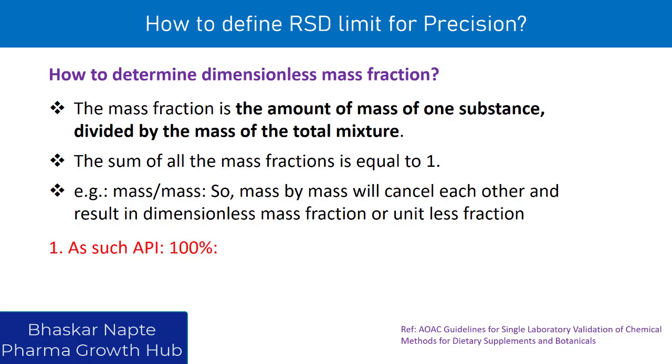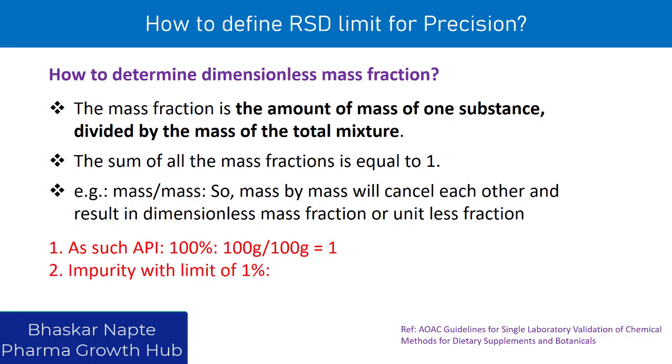So let us say that you have to perform the precision for an API. I mean the precision for the assay of an API. So generally, ideally, the content of API in the sample will be 100%. So how are you going to define the dimensionless mass fraction? 100 gram of the API is contained in the 100 gram of the given sample. So 100 divided by 100 becomes 1. So for any sample with the potency of 100% has the dimensionless mass fraction equal to 1.